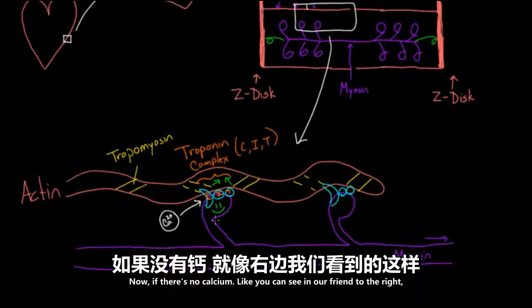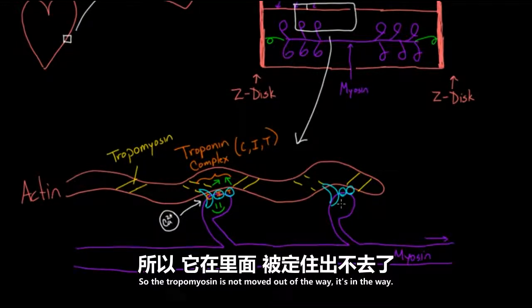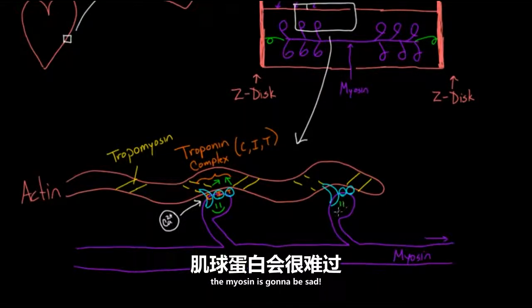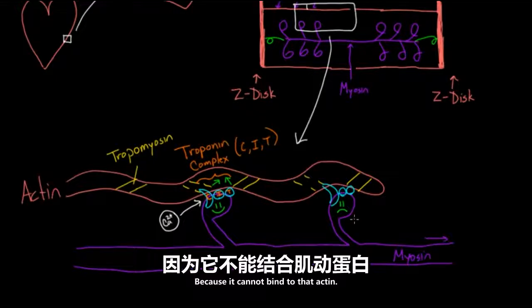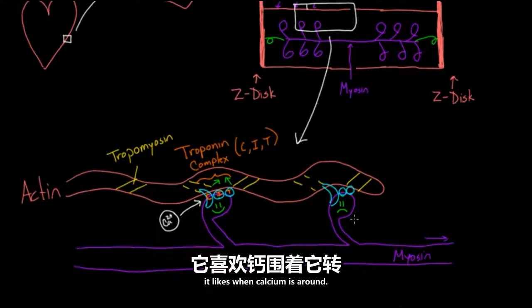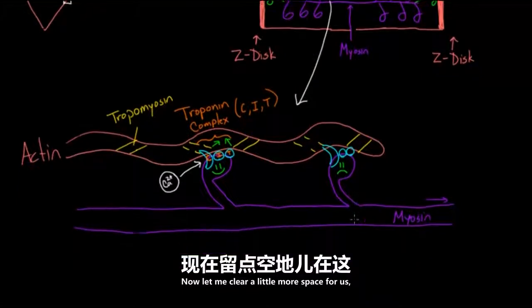Now, if there's no calcium, like you can see in our friend to the right, this troponin is not going to bind to the calcium, so the tropomyosin is not moved out of the way, it's in the way, and at the end of the day, the myosin is going to be sad because it cannot bind to that actin. So you can see now the myosin, from a myosin standpoint, it likes when calcium is around because that means it can do work.